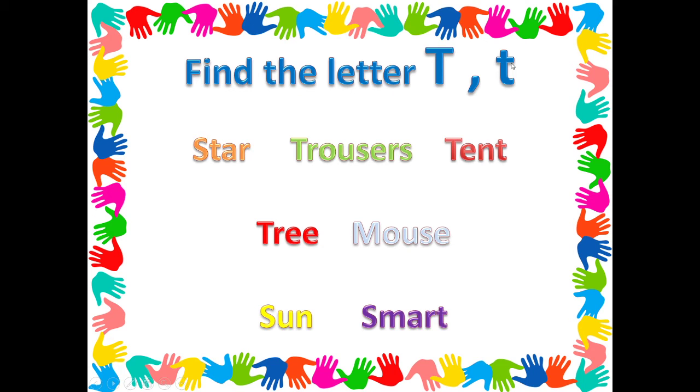Now, let's find the letter T. T capital or T small. Star. Does it have the letter T? Yes, it does at the middle of the word. T small. Trousers. Yes, it does at the beginning of the word, T capital. Tent. Yes, it has two T's. One T at the beginning, T capital, and one T at the end, T small.